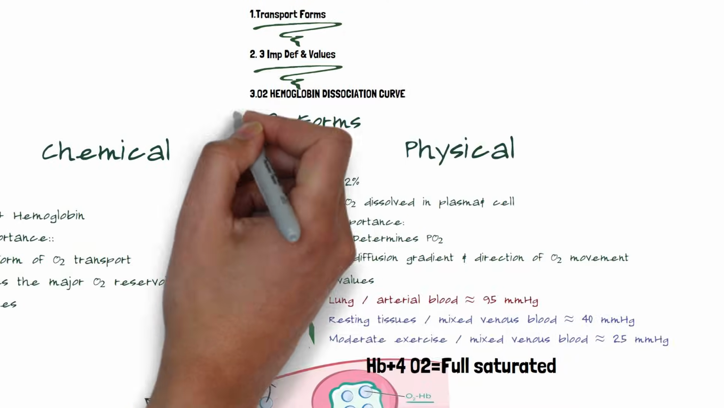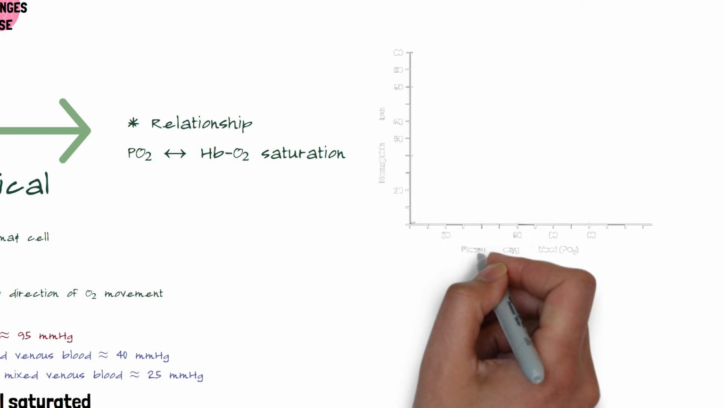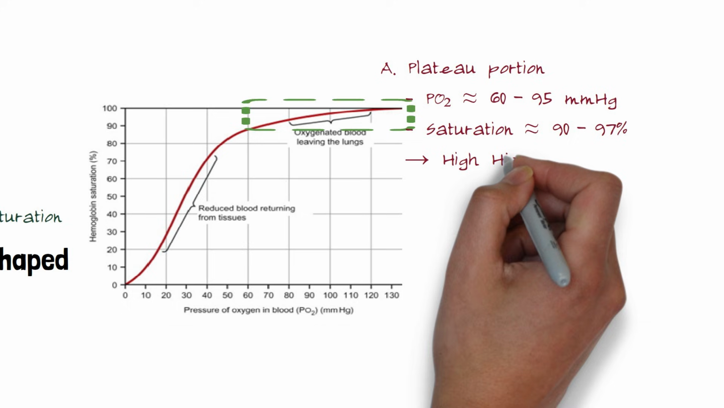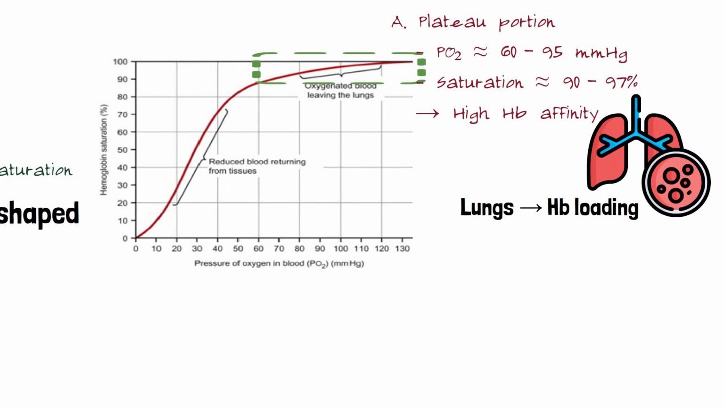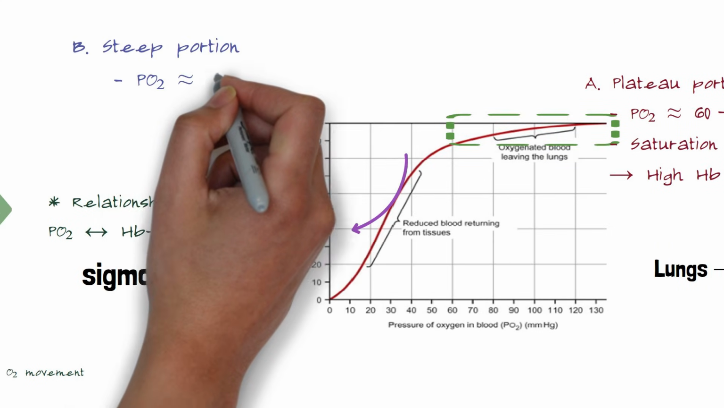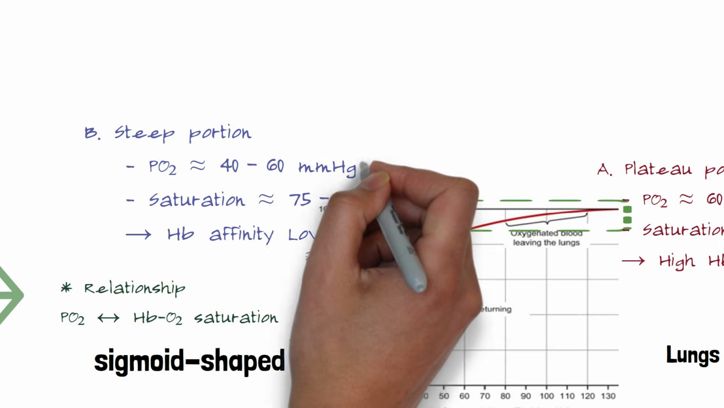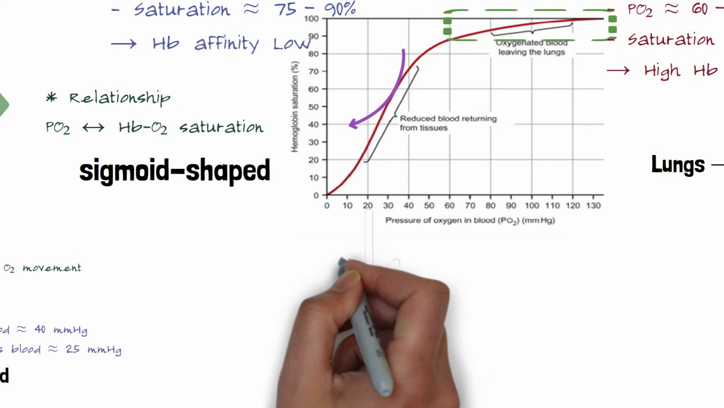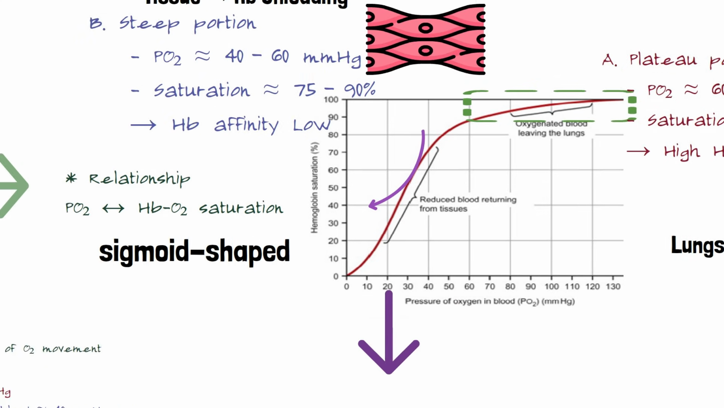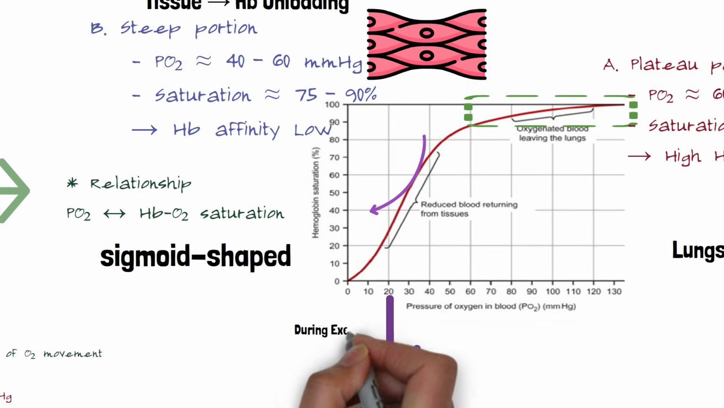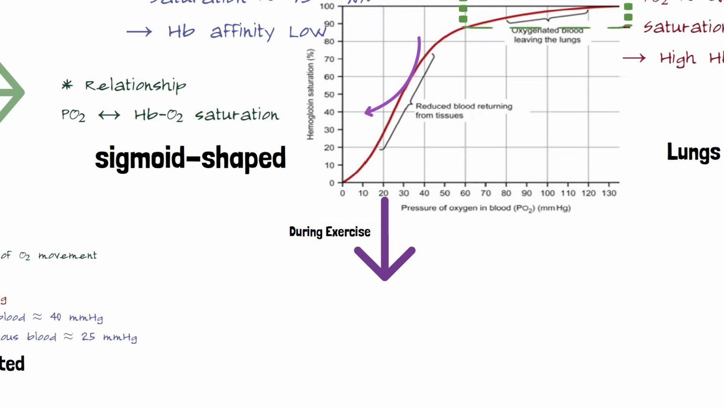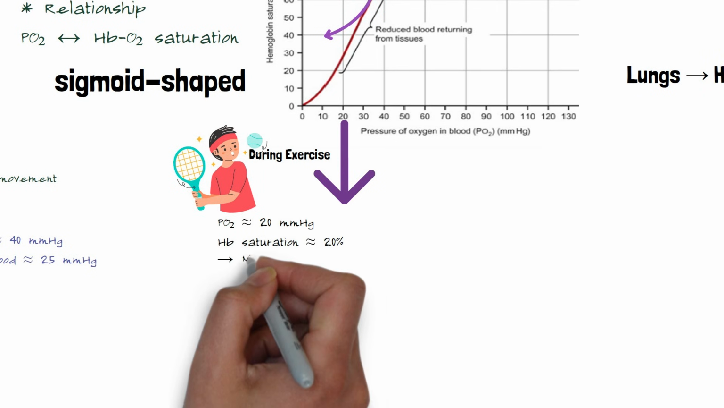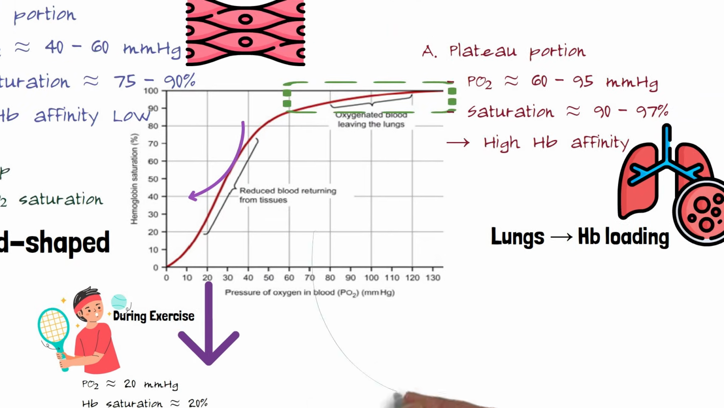We said the relationship between the tension and saturation is S-shaped, sigmoidal, with two main parts: the plateau with high affinity of oxygen and loading in the lung, and the steep part with great unloading and low oxygen affinity, as it occurs in the tissue. And during the exercise, the saturation and the tension decrease further.